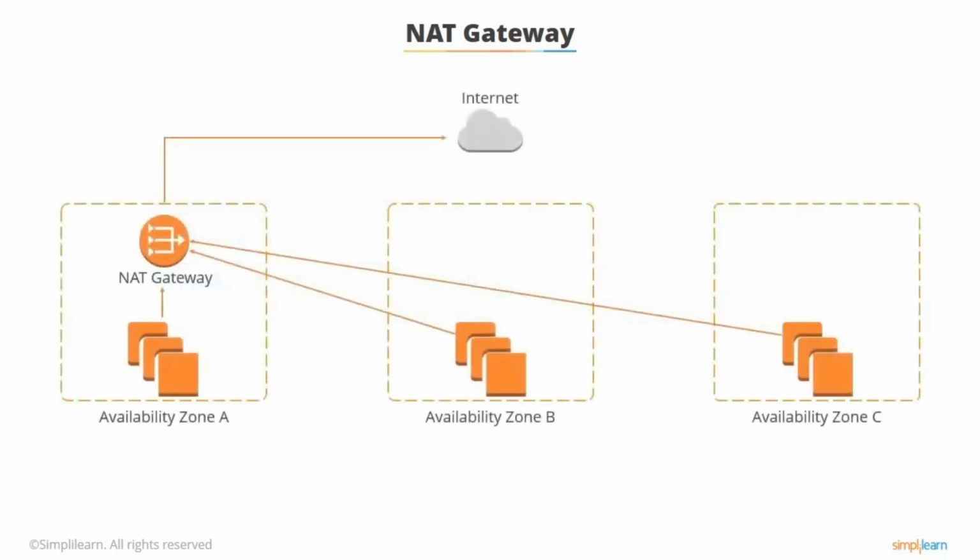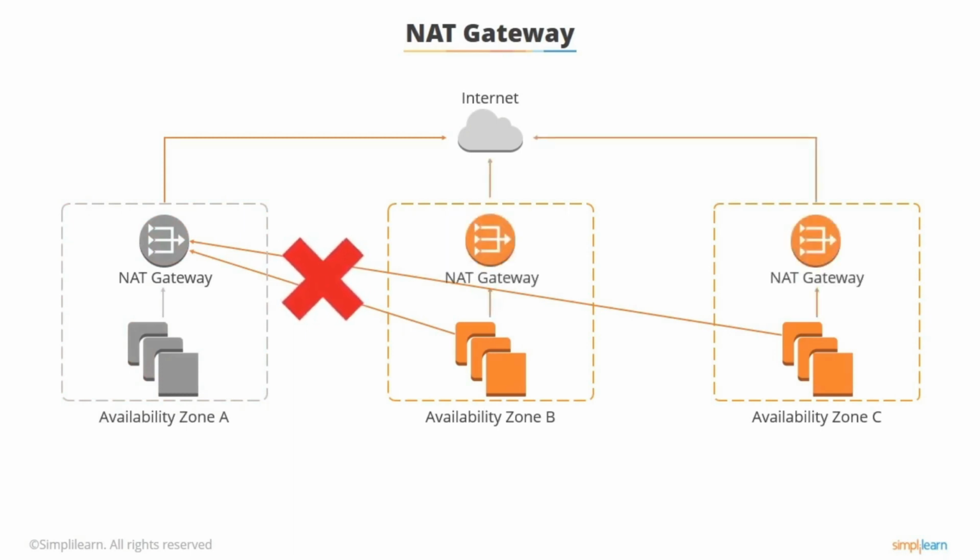A NAT gateway is redundant inside the availability zone, but not in the whole region. In the event that the availability zone of the NAT gateway is down, resources in the other availability zones will lose Internet access. To create an availability zone independent architecture, you can create a NAT gateway in each availability zone and configure the routing to ensure that resources use the NAT gateway in the same availability zone.